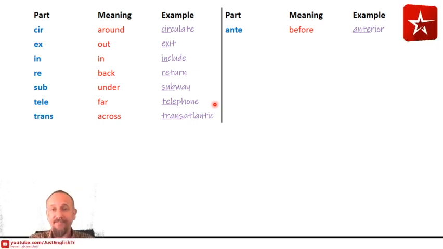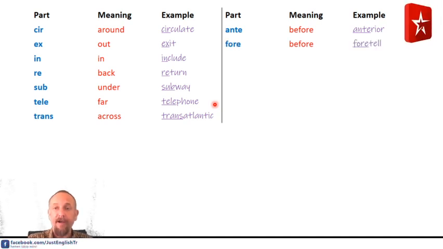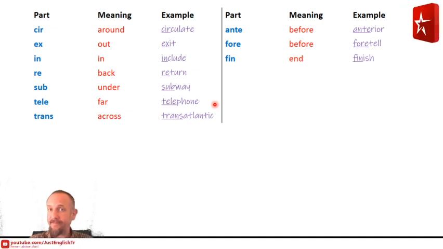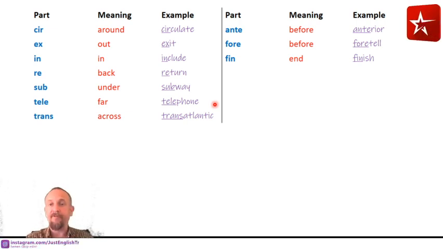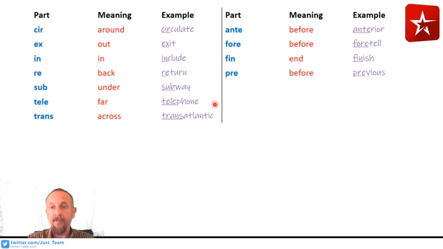On that side, I should say, ante, we have meaning before, anterior. Then we have fore, meaning, of course, before, such as in foretell, to tell something before it happens. Then we have fin, which means end. Should be an easy one to remember if you watch European cinema. Fin comes at the end of a film. And there we have it in the word finish. We have pre, which means before. And we have the example previous, the one before.